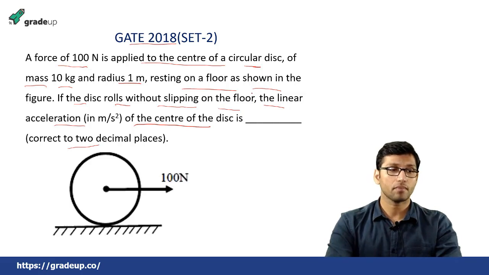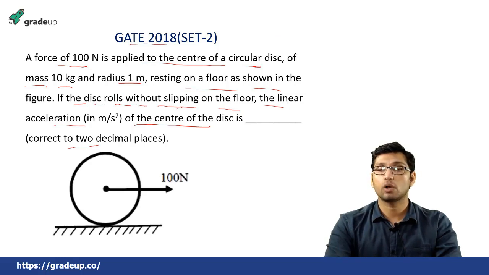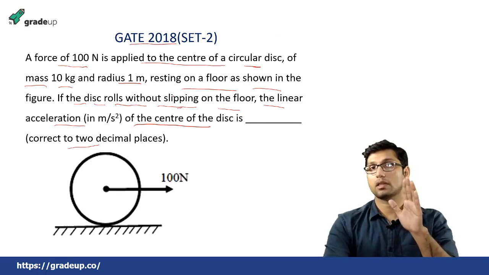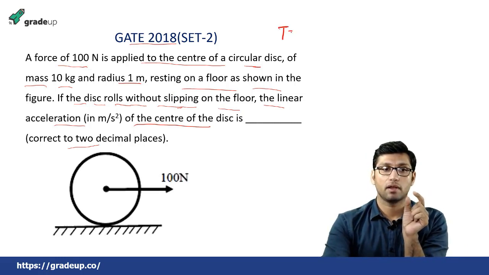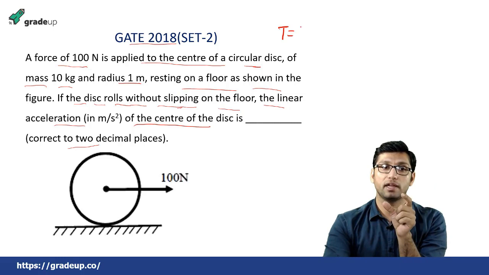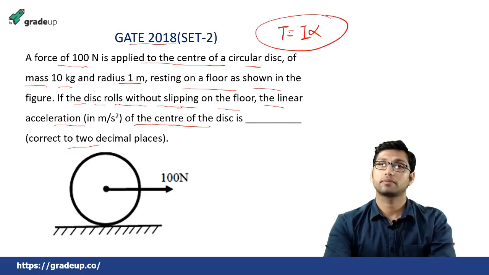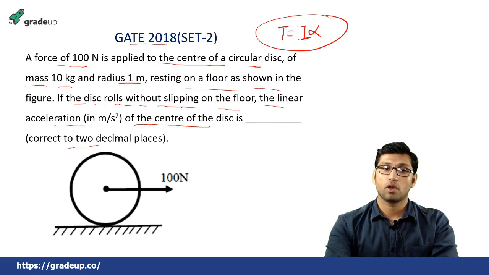So how are we going to find it? We know that since this is a case of a disc rolling without slipping, firstly we should understand that if it is pure rolling, then for motion in a pure rolling condition, the torque equation is given by torque is equal to I into alpha, because it is a case of pure rolling.